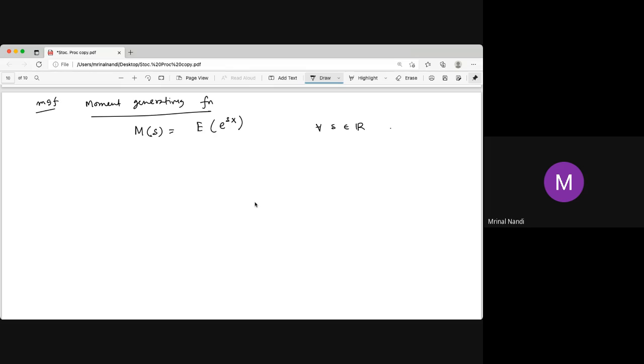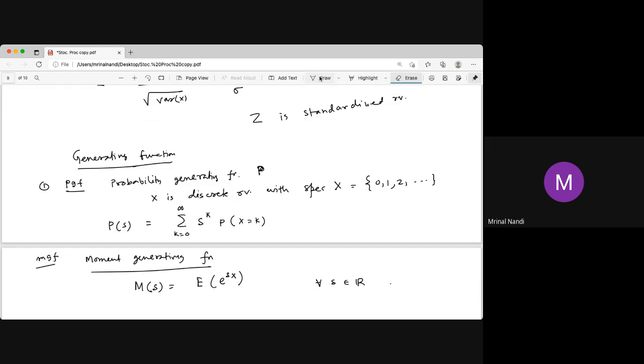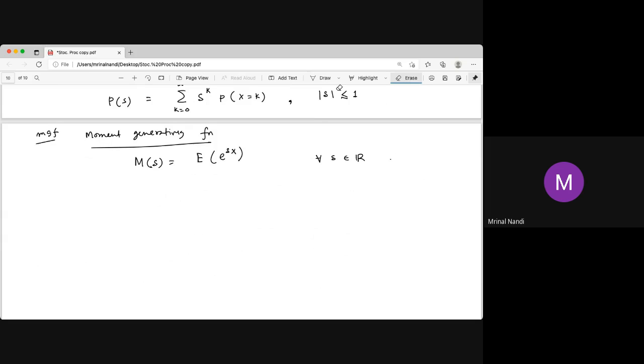So again, you have to find all this. One thing: for the probability generating function you can't take all s, because for convergence you have to take mod s less than or equal to 1. You can't take all s. This is a question of convergence. So if mod s is less than or equal to 1, then it converges. Otherwise, it may not converge. But for the moment generating function you can take any s, for all s.